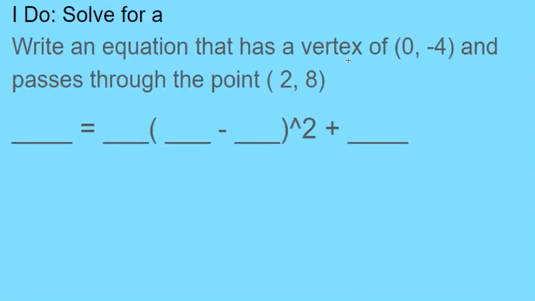Here's an example where they don't give you a, you have to solve for it. Write an equation that has a vertex of 0, negative 4 and passes through the point 2, 8. So we have a vertex of 0, negative 4, so that's h, that's k.